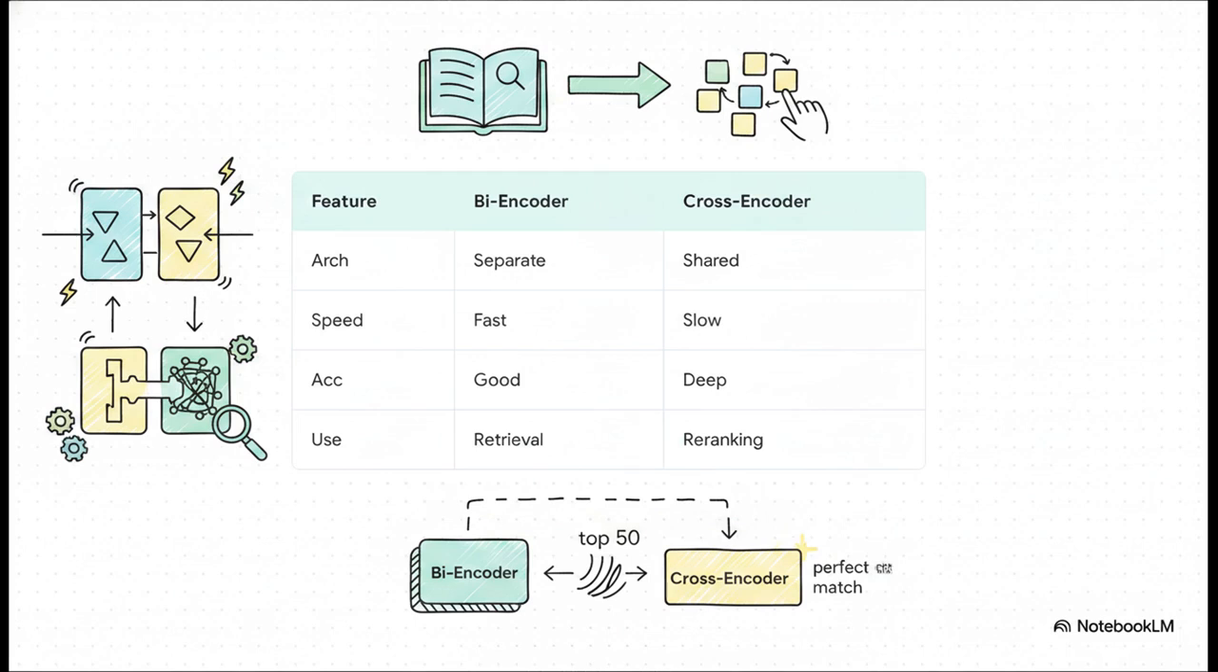You see, a bi-encoder generates separate embeddings for the query and the document ahead of time. That makes it incredibly fast, perfect for searching millions of records. But a cross-encoder processes the query and the document together in a shared context. That makes it computationally slow, but highly, highly precise. So what do we do? We use the fast bi-encoder to grab the top 50 potential matches, and then we pass just those 50 over to the cross-encoder to act like a fine-tooth comb and re-rank them perfectly.